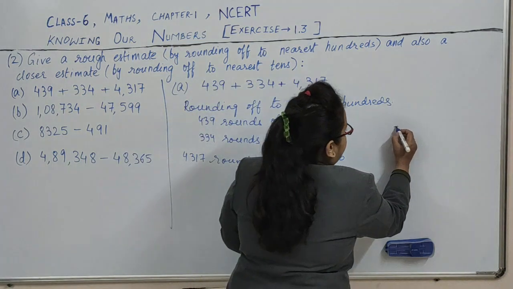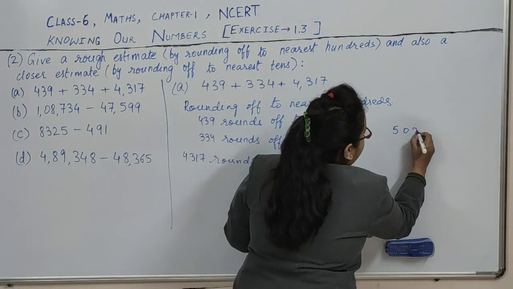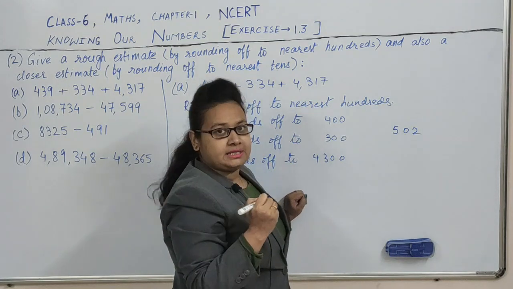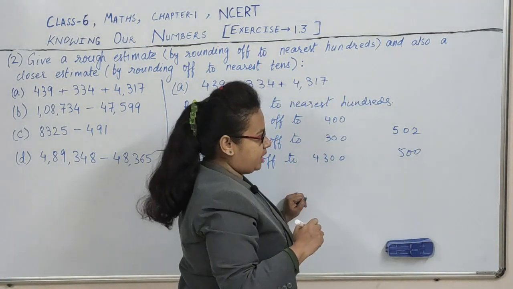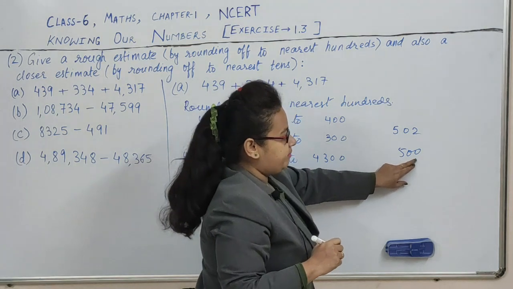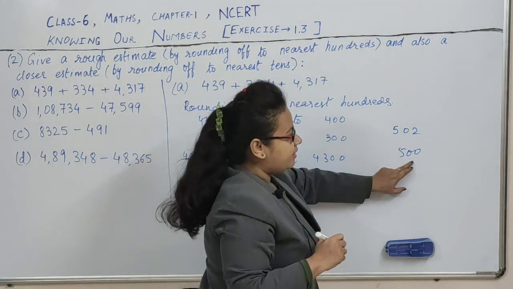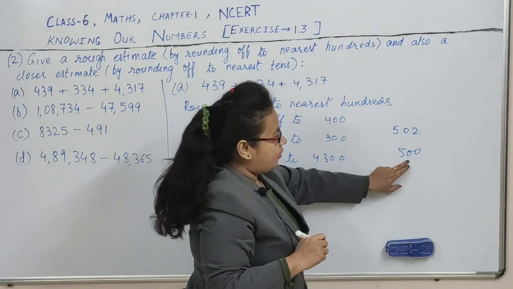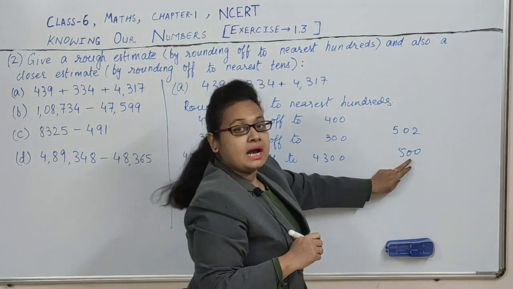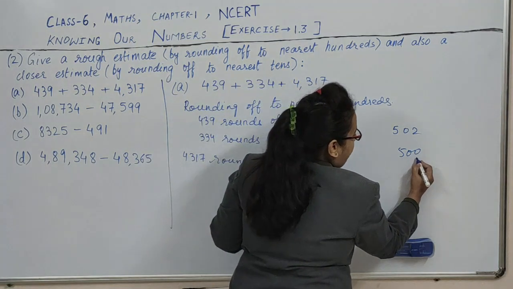For example, if I tell you to round off 502 to the nearest hundreds, it will be rounded off to 500, because the nearest hundreds for this is 500. So this 502 is rounded off to 500 to the nearest hundred, and after rounding off, what happens?